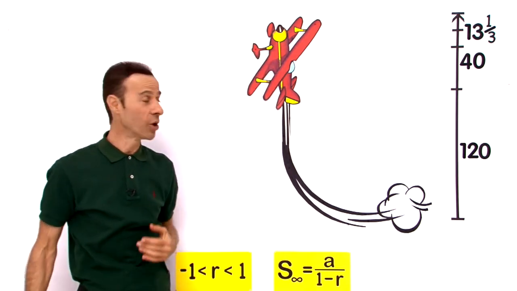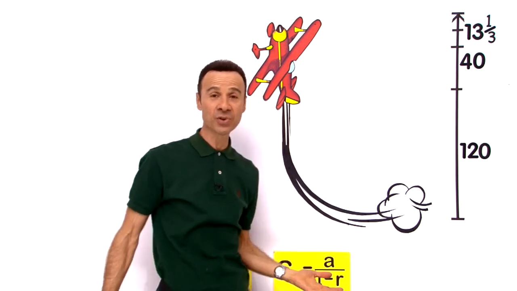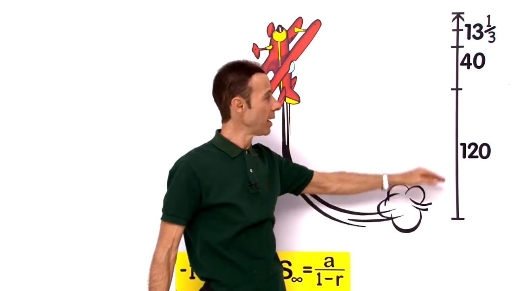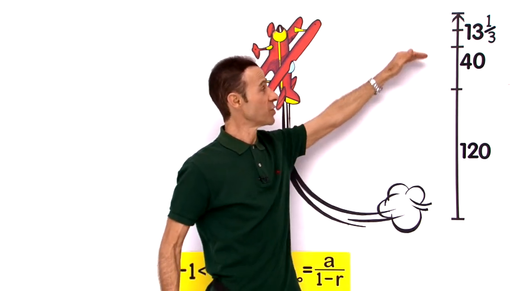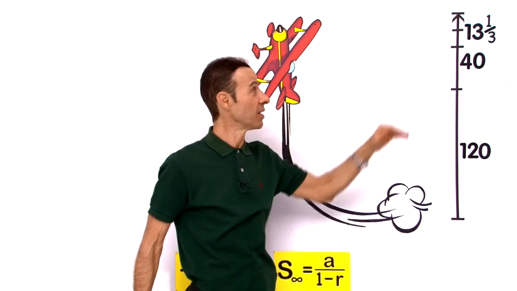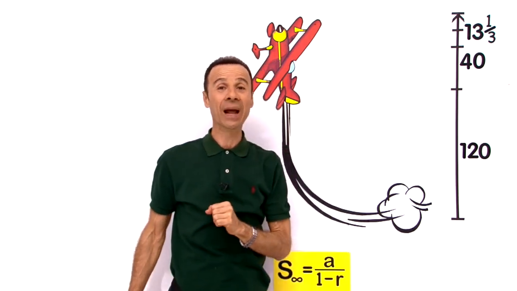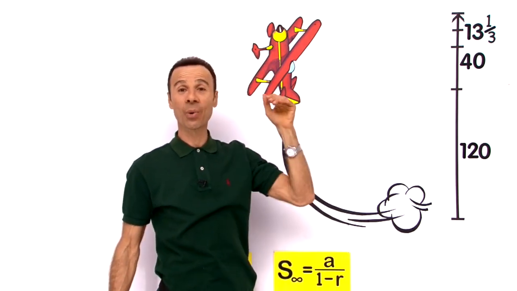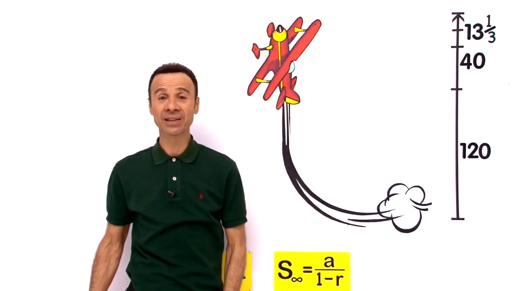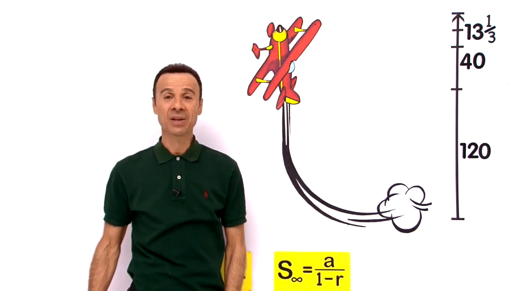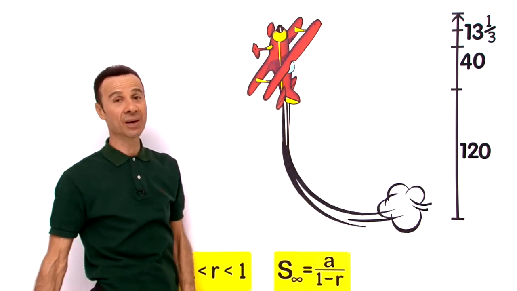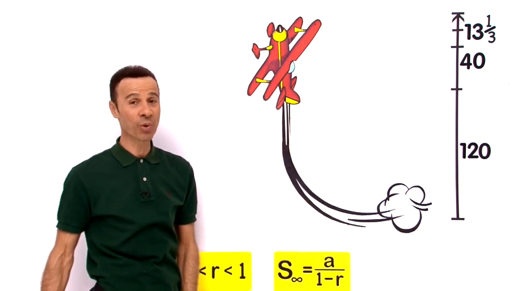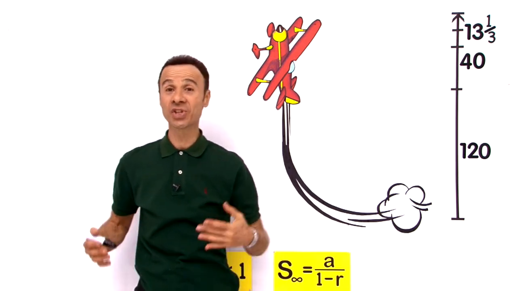Now, as I said earlier, in the first second, it ascends upwards 120 meters. In the second second, it travels a further 40 meters. And in the third second, 13 1/3 meters, and so on, until it reaches that peak limit. So that's what we're after. The total distance traveled is the sum to infinity, the limiting sum. So the first thing we want to do is check out the data.